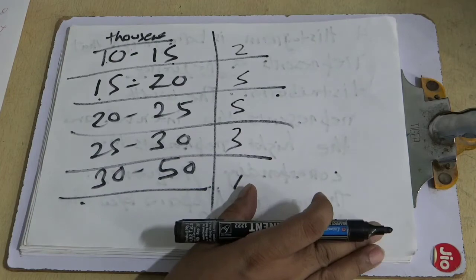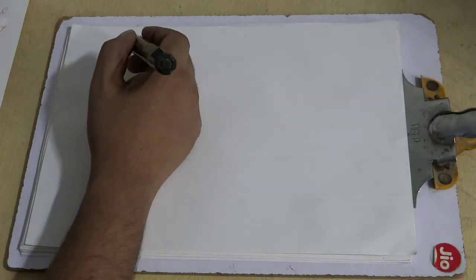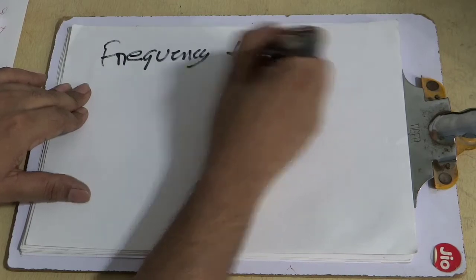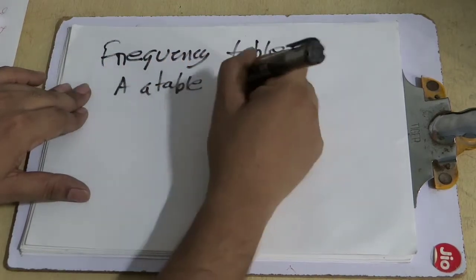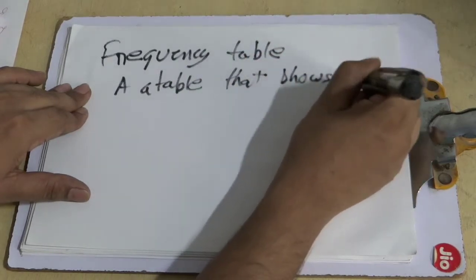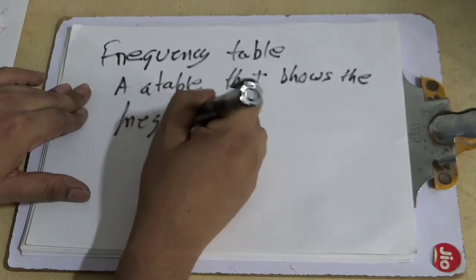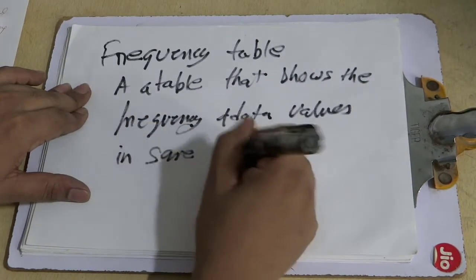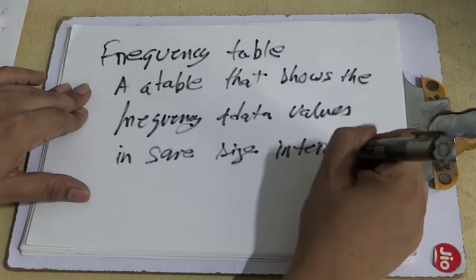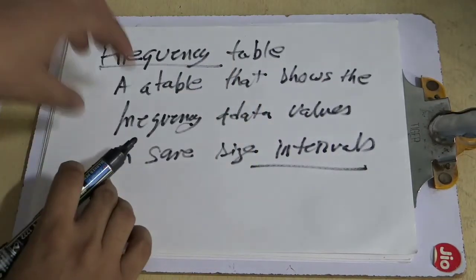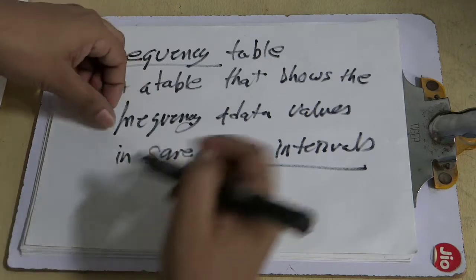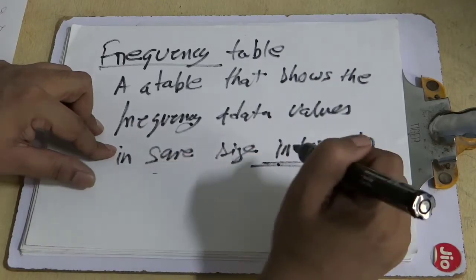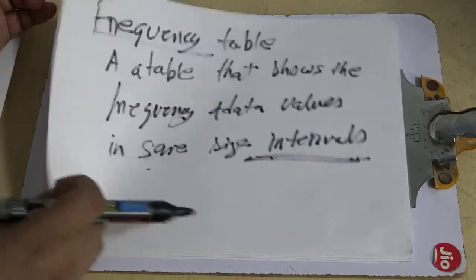Now you can go by the data. What is the frequency table? A frequency table is a table that shows the frequency of data values in same size intervals. I'm saying this again because it is important: this is a table that shows the frequency of data values in the same size of interval. This is very important, that the interval size should be the same, otherwise we cannot calculate.